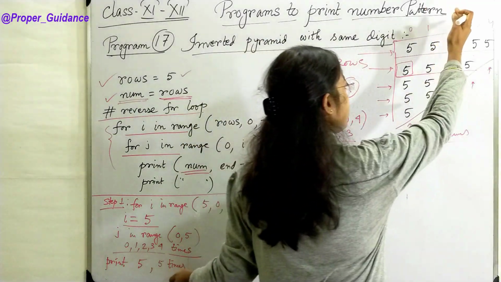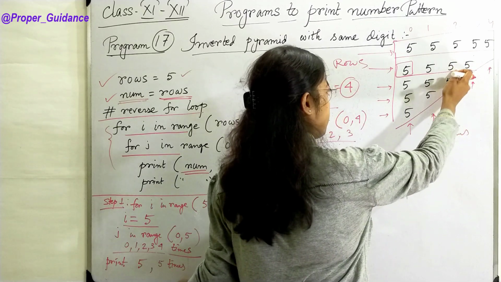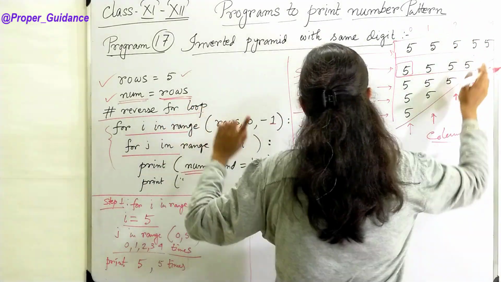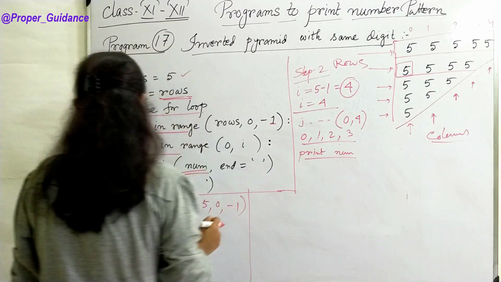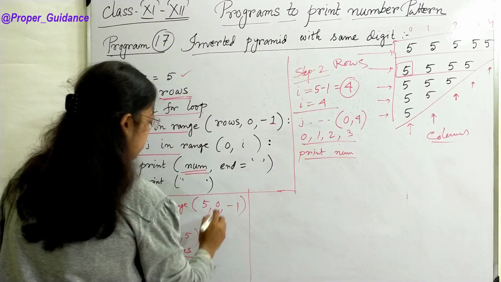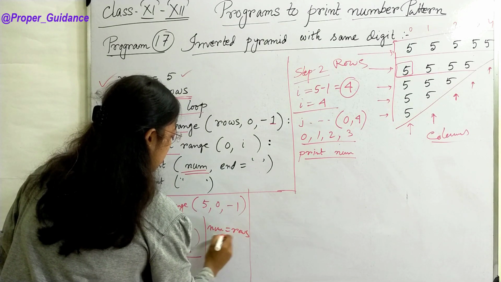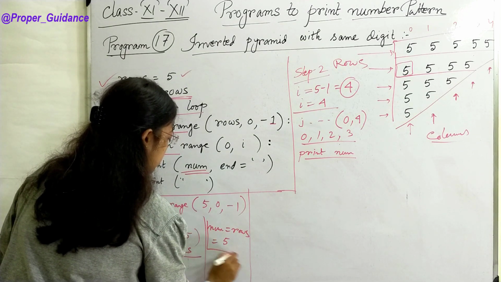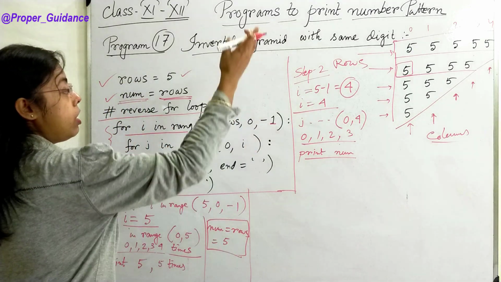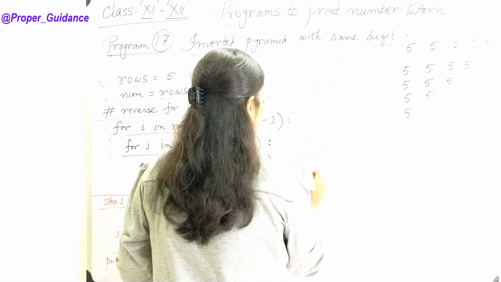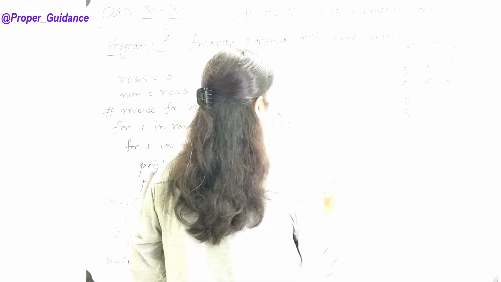When j equals 1, again it will print 5. When j equals 2, it will print 5. When j equals 3, it will print num, that is equal to what? Equal to 5. I am writing here num equals rows equals 5, and this 5 is printing in all the rows. This is step 2.